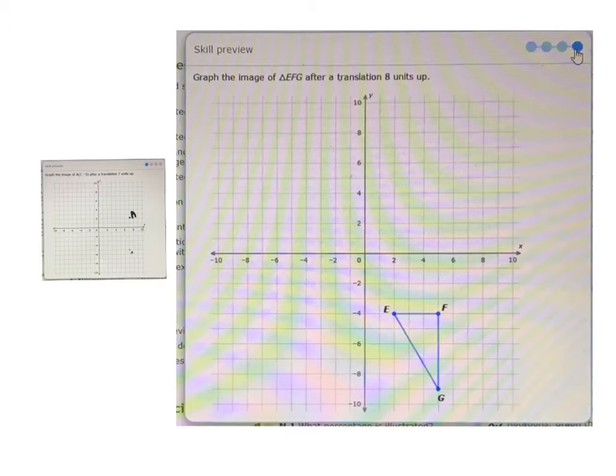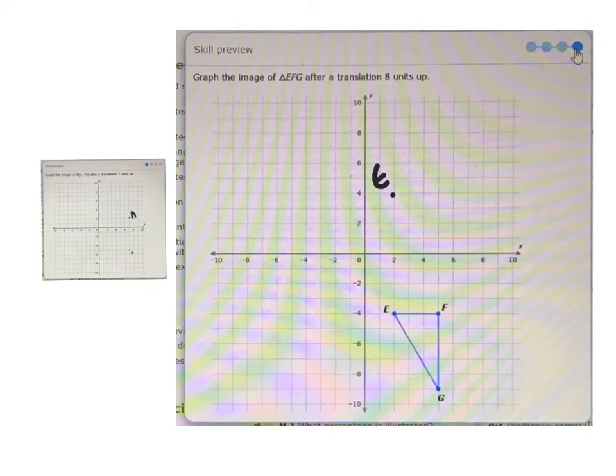Same concept for this one. Graph the image of triangle EFG after a translation of 8 units up. So when you do this, you just want to move each dot 8 units up. So I'm going to count E. 1, 2, 3, 4, 5, 6, 7, 8. So it's going to be at the 4.